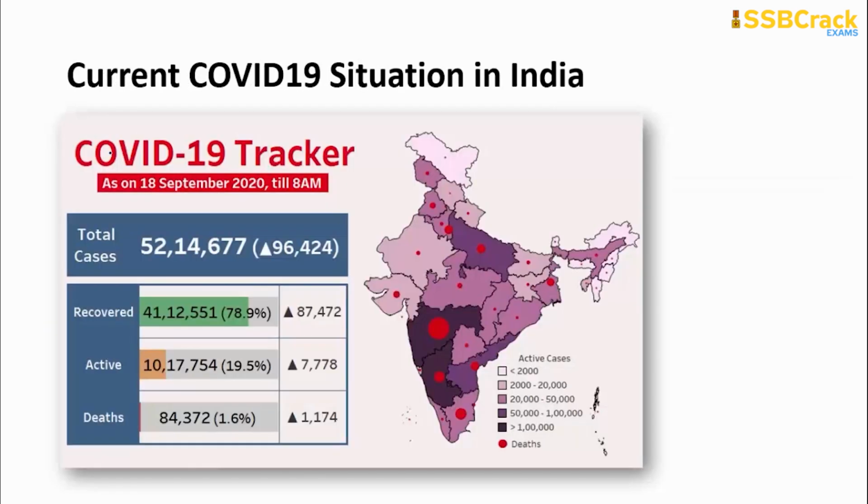Now I'll be telling you the current COVID-19 situation in India. As per 18 September 2020, the total cases have reached 52,14,677. Out of them, 78.9% are recovered, which is 41,12,551. Active are 10,17,754, and deaths have reached 84,372.